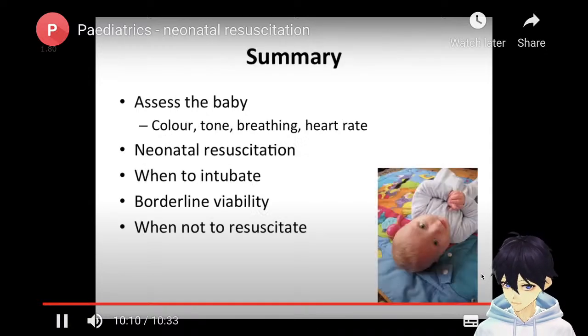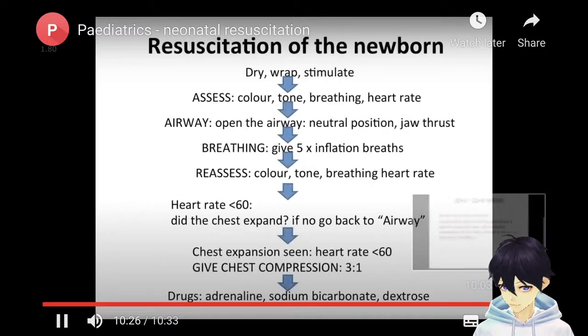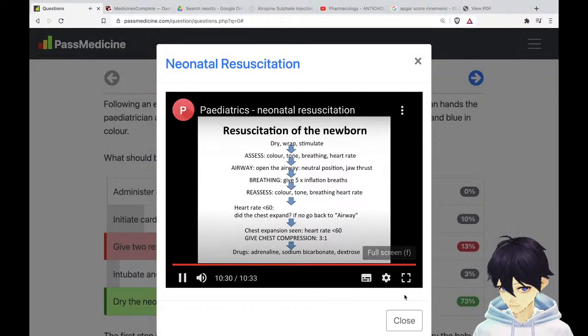So in summary, we've talked about assessing the baby, colour, tone, breathing, and heart rate, the algorithm of neonatal resuscitation, when to intubate, and when not to resuscitate. Thank you. And here's just the summary of the algorithm at the end for you to remind yourself.